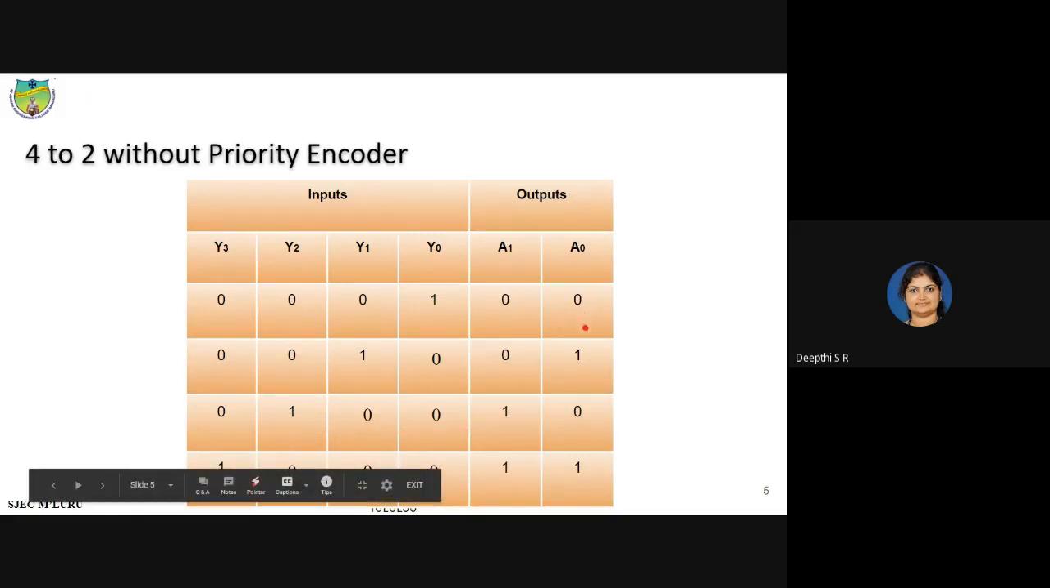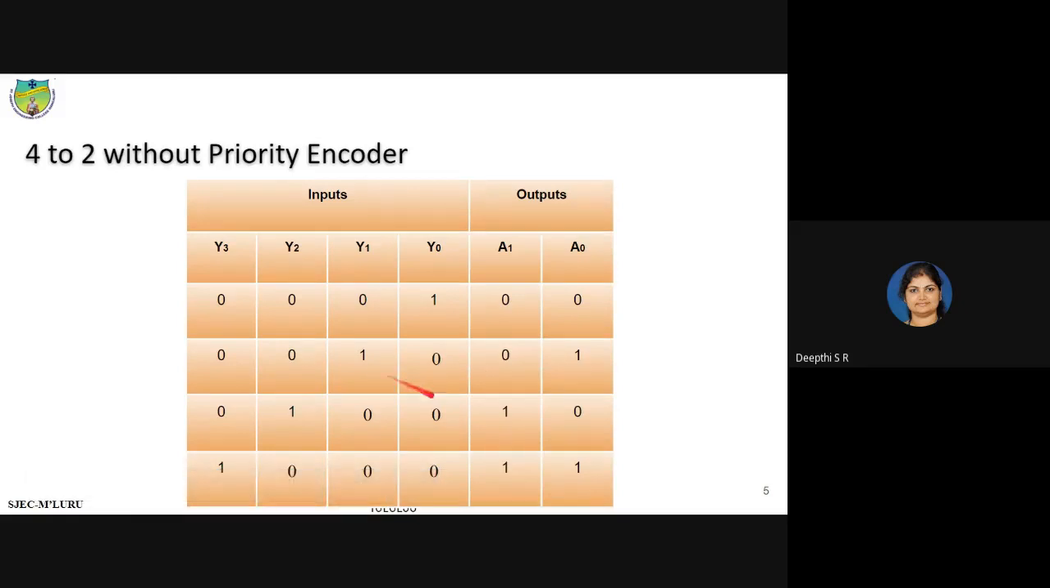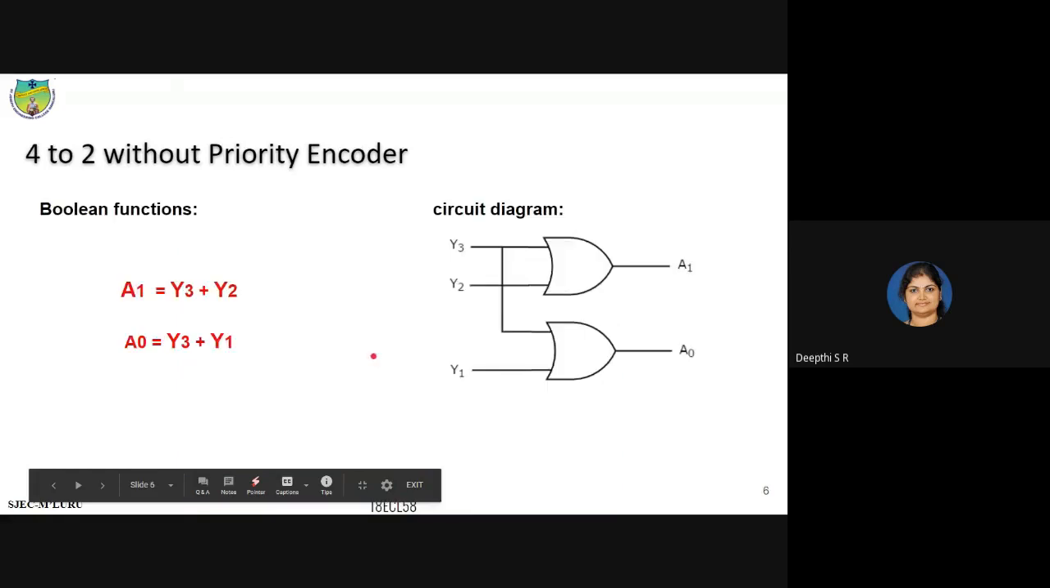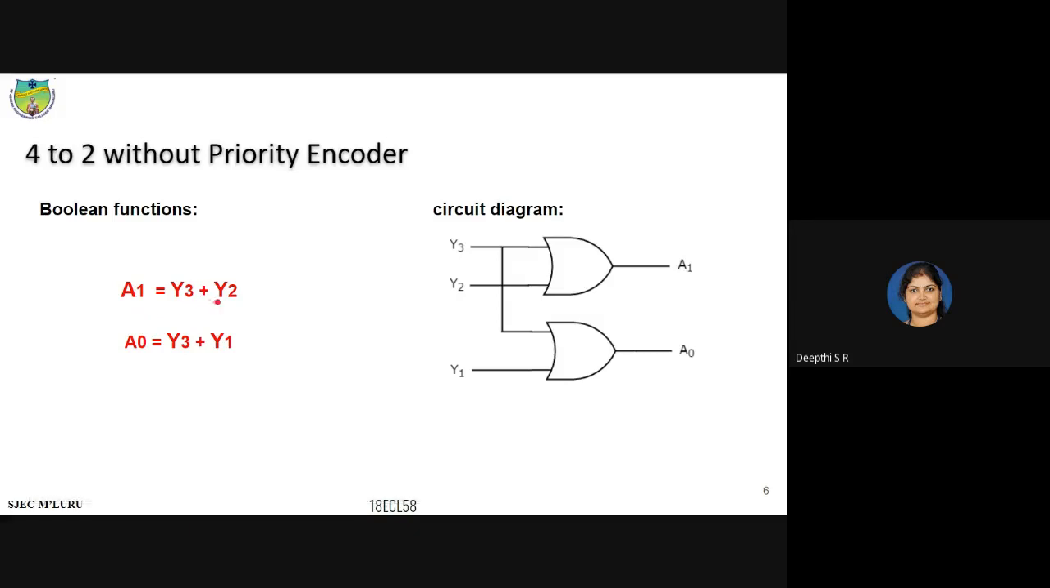Similarly for A0, when A0 is high, Y1 is high as well as Y3 is high. So what is the expression? It is nothing but Y3 plus Y1. Okay, so A1 is Y3 plus Y2 and A0 is Y3 plus Y1.